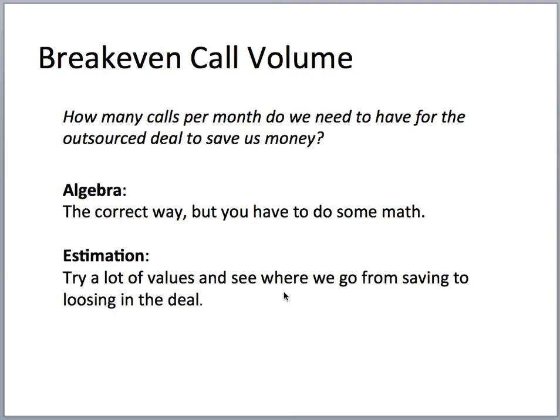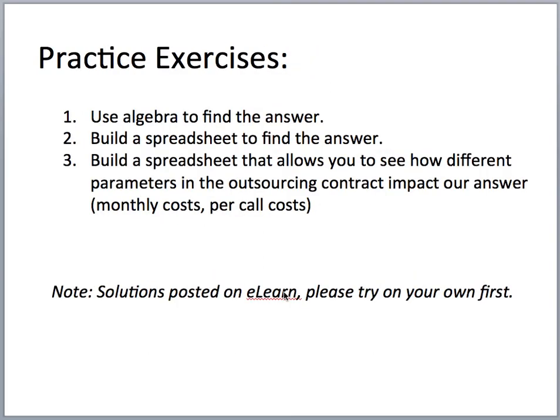So let's look at our practice exercises. First of all, I'd like you to use algebra to find the solution. Then I'd like you to build a spreadsheet kind of like the one that I showed you a few slides ago, to find the answer. Then I'd like you to build a spreadsheet that allows you to see how different parameters in the outsourcing contract, that'd be a different cost per month or a different cost per call, would impact the break-even point.